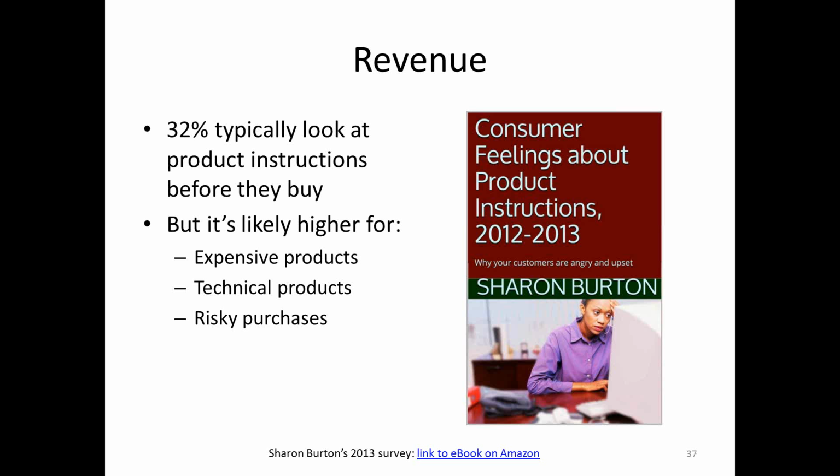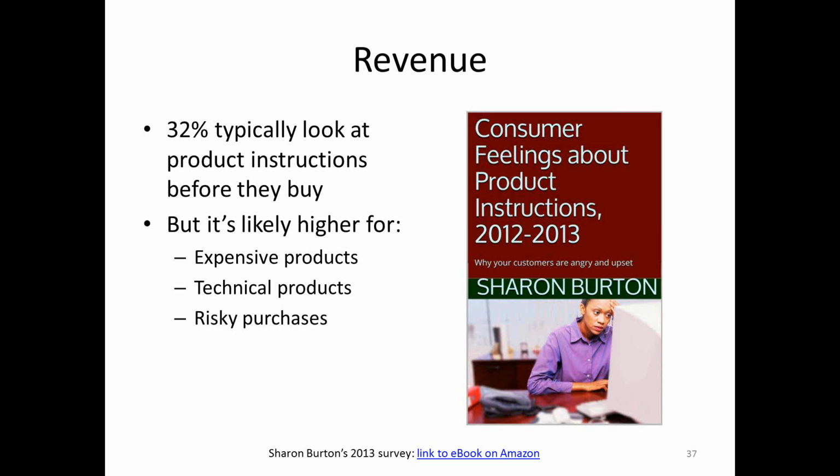So let's talk about revenue. Sharon Burton does an annual survey. She sells her book at a very reasonable price on Amazon, but she publishes the summary of her survey results for free. So I'm giving you some content that she's made available for free, but certainly a link to her book, or go buy her book if you'd like to get more detail.